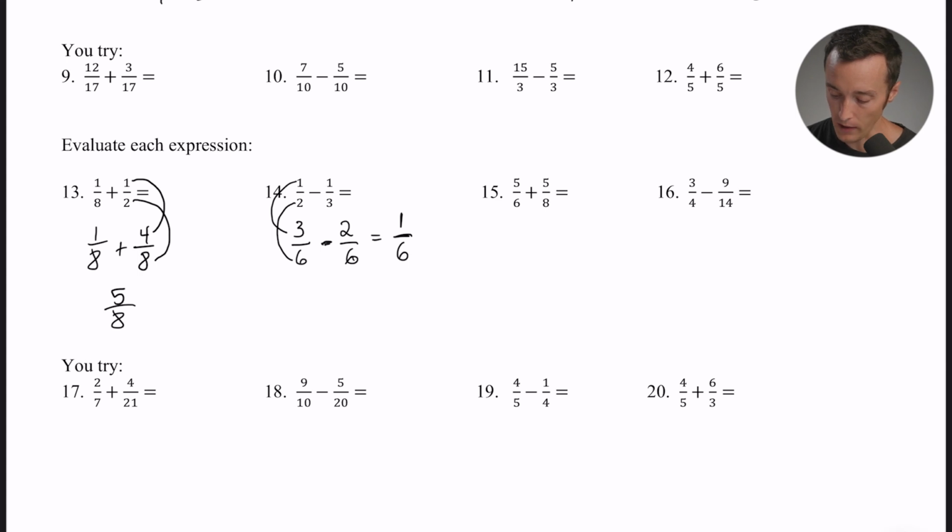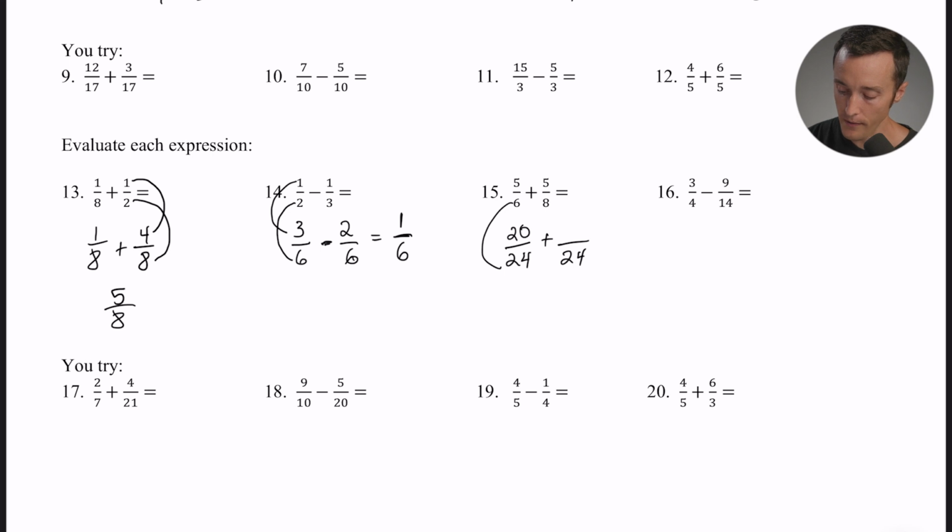Okay, almost there. Let's try number 15, okay? So we've got 5/6 plus 5/8. And so I want to think about the least common multiple of 6 and 8. In other words, the smallest number that they both evenly divide into. And it's going to be 24. Okay? All right, so work backwards. Think, how did I turn a 6 into a 24? Well, I multiplied that by 4. So if I take the top, 5 times 4 is going to give me 20.